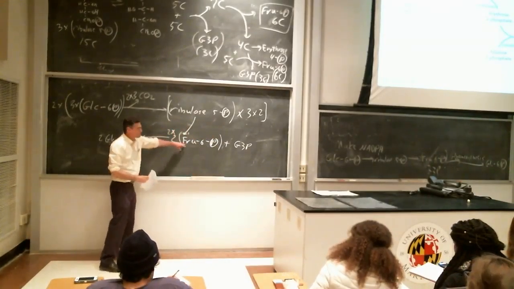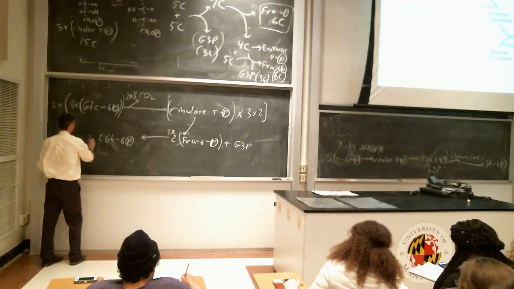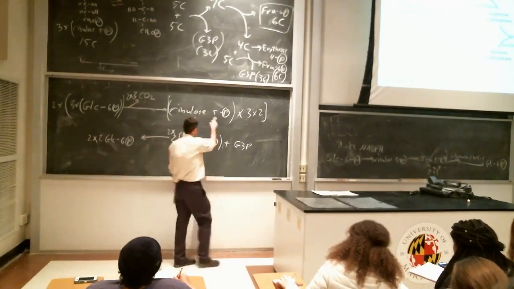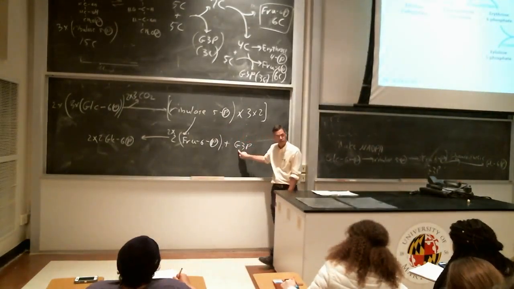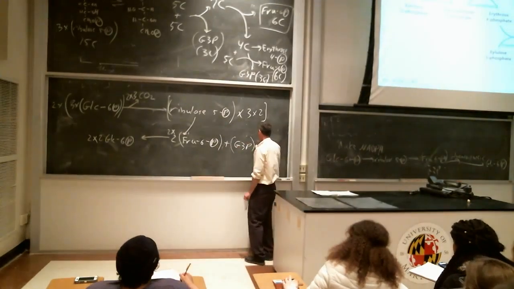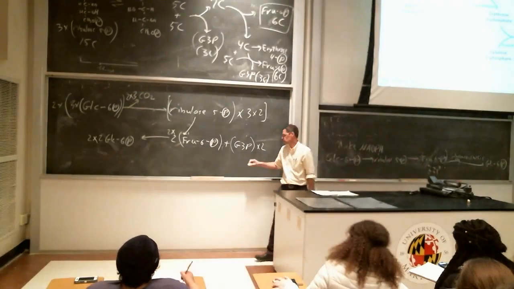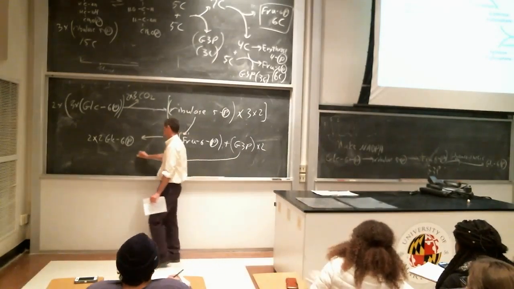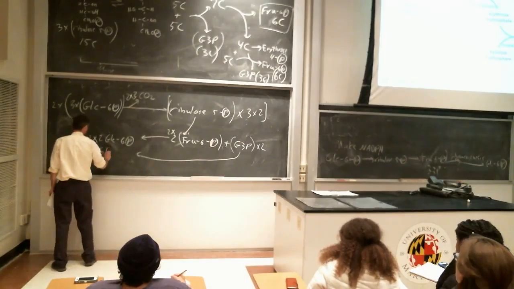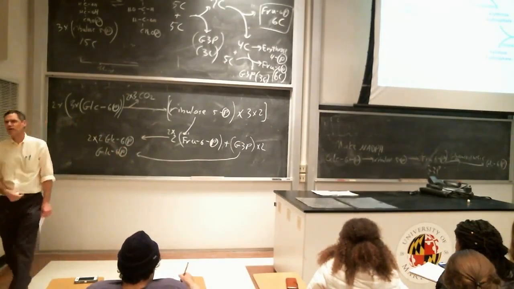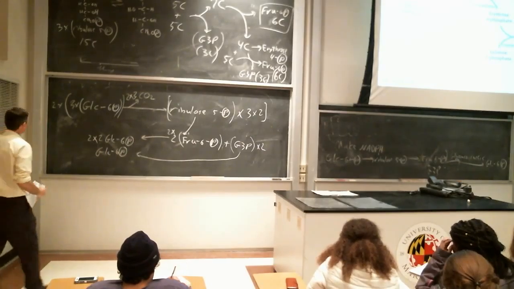So we need to make 4 fructose 6-phosphates. That's enough to make 4 glucose 6-phosphates. But by multiplying everything by 2, I'm going to get another one of these. Right? And that's enough to make 1 more glucose 6-phosphate. Right?